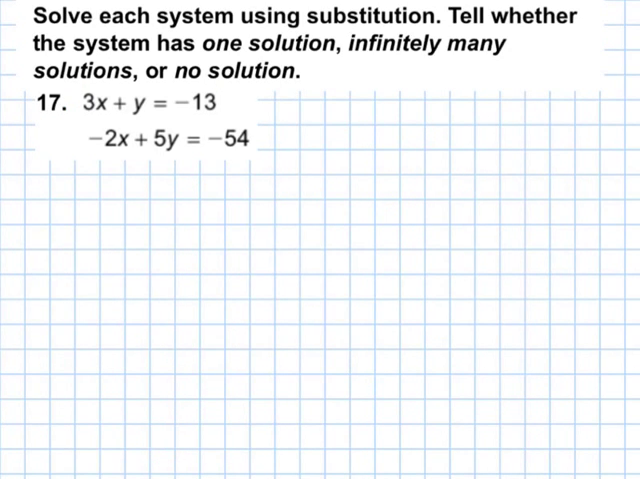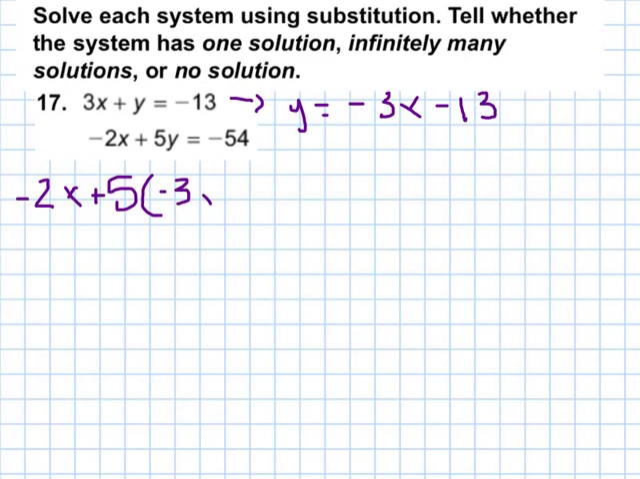Alright, here's another one where we're going to use substitution. So here we want to solve for y, because y is all by itself. So y equals negative 3x minus 13. So we want to take what we solved for y and plug it in to our other equation. So negative 2x plus 5y, negative 3x minus 13 is what it tells us y equals. Remember, put it in parentheses.